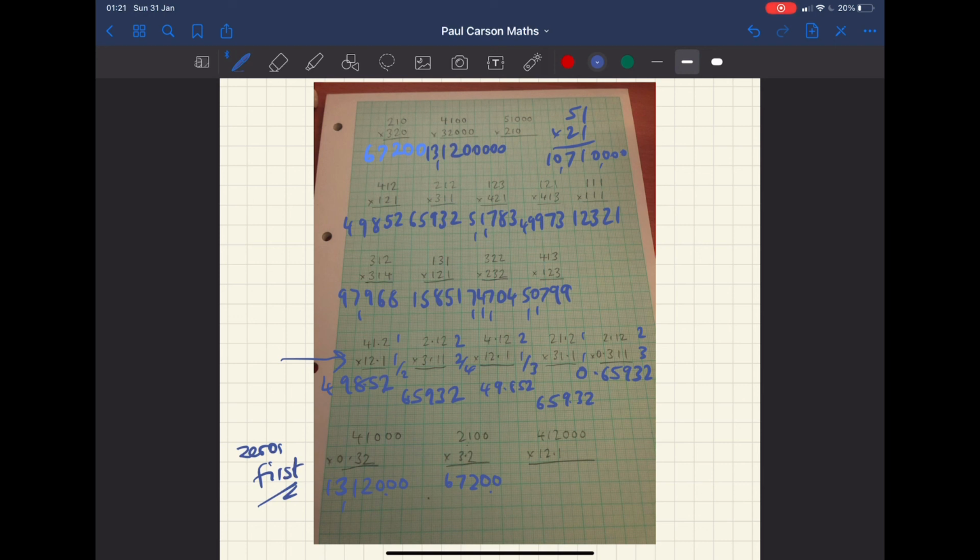412,000 times 12.1. We've already got the answer to that once. 49852, as we've done a few times. Put the zeros on, 3 zeros, put the decimal point in. So the answer is actually 4,985,200.